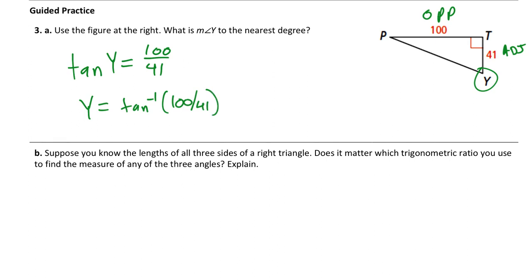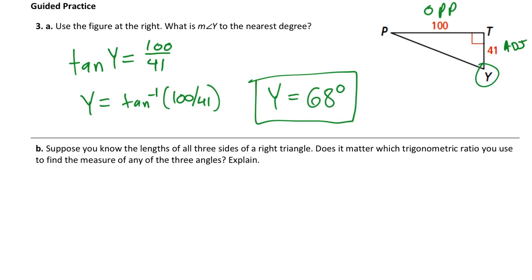Again, I will help you find these buttons on your calculator to help you find these measures. The inverse tangent of 100 divided by 41 is, to the nearest degree, 68 degrees. Again, I will help you with the calculator side of this, but it's mostly setting it up and finding that button in your calculator and finding the inverse to find the measure of an angle. I know that was guided practice, but I just wanted to go through that to show you another example.